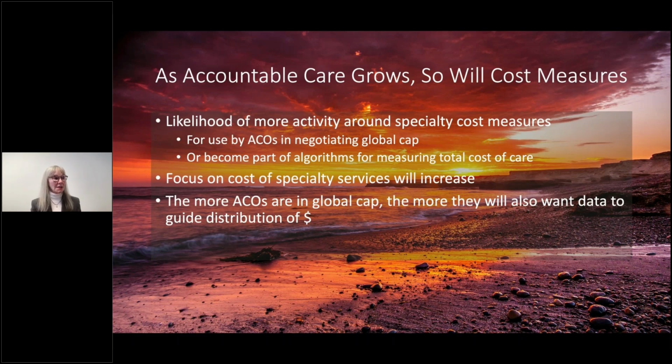When you see numbers like 7% of total spending is primary care, and the rest of it is specialties and other services, it's going to be heavy the more pressure there is on the Medicare program to control costs. And the more ACOs are in that global cap, the more they will also want to guide the distribution of those dollars to specialists who are going to save money and be engaged in common strategies around data.